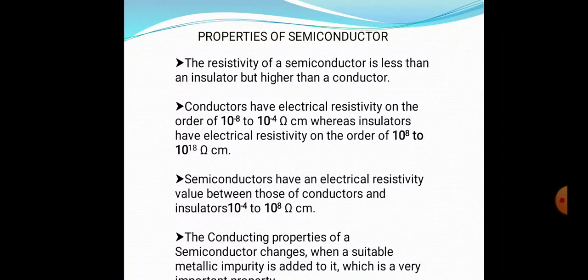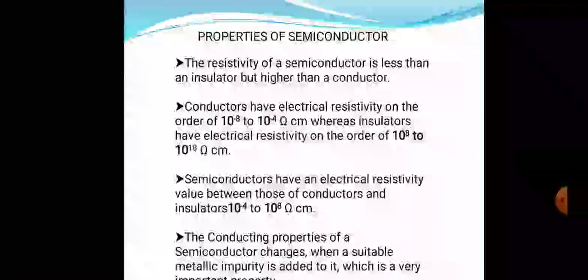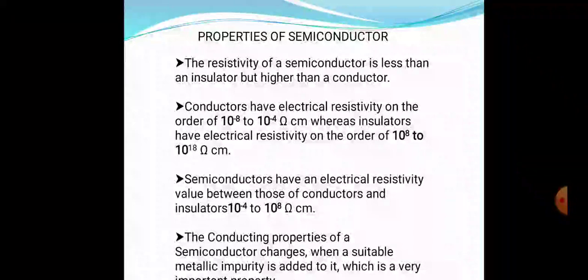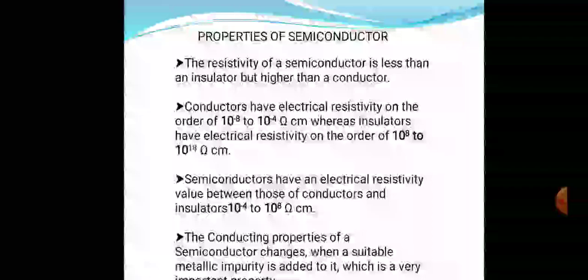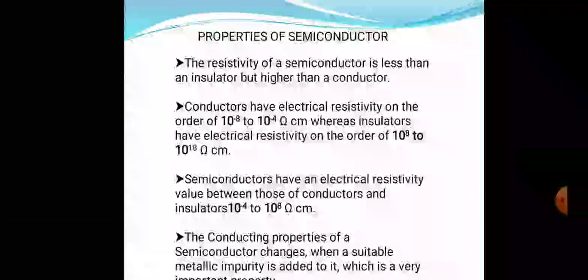Semiconductors have an electrical resistivity value between those of conductors and insulators, that is 10 power minus 4 to 10 power 8 ohm centimeter. The conducting property of a semiconductor changes when a suitable metallic impurity is added to it, which is a very important and notable point regarding the semiconductor. That means the added impurity alone decides the conductivity and type of conductivity also.